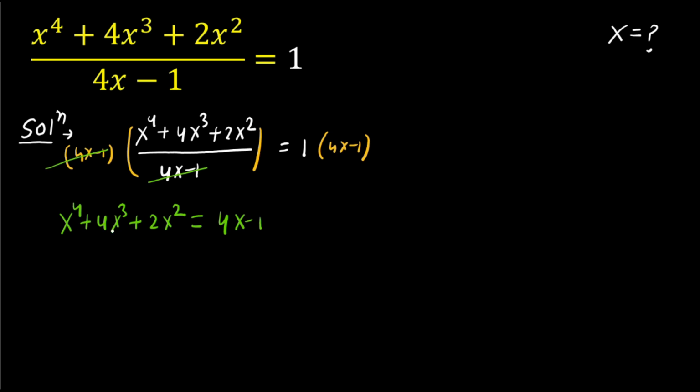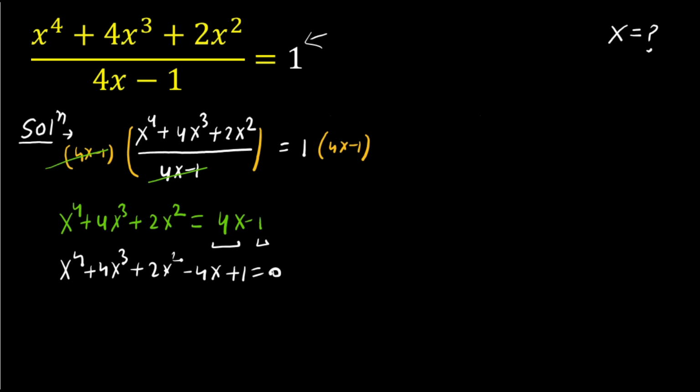Now if we take all the expression on the same side, then x⁴ + 4x³ + 2x², and the 4x, if we take it to the left-hand side, becomes minus 4x, and the minus 1 becomes plus 1, and this equals 0. x equals 0 is not a solution of this expression.